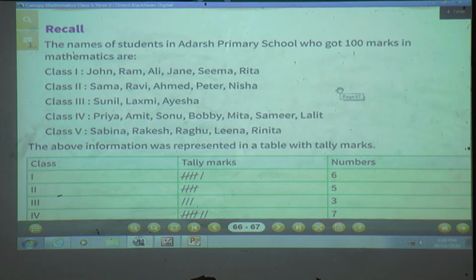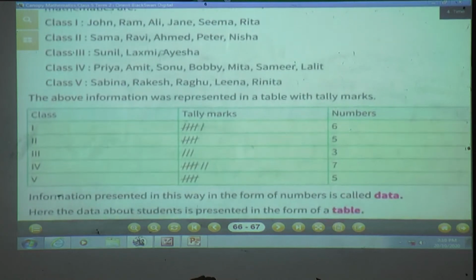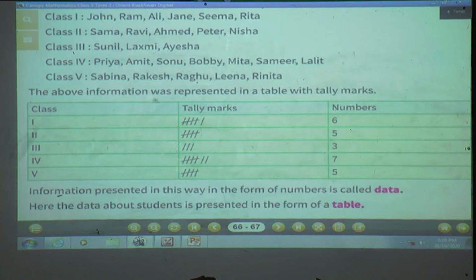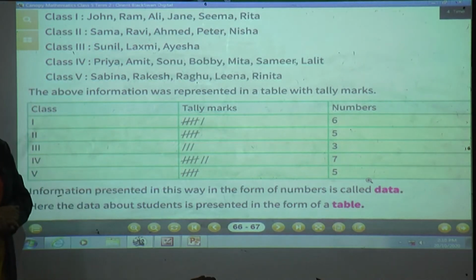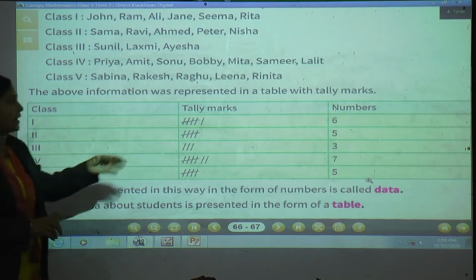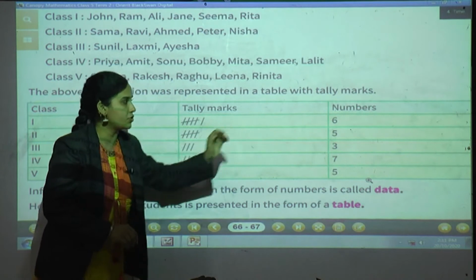So here they have given us the table. The above information was represented in the table with tally marks. So how? We'll see. Here is the column of classes. They have given us class 1, 2, 3, 4 and 5. Here are the tally marks. You know the tally marks? Yes, you have already learned in your previous standard. And here the numbers also.